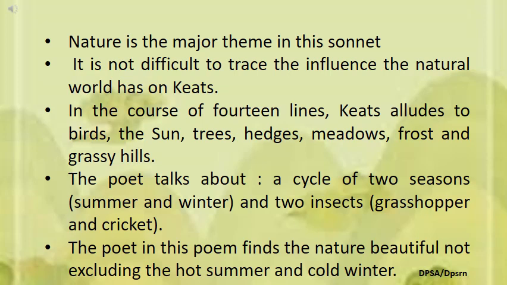Not only this, children, in the course of 14 lines of the sonnet, Keats alludes to birds, the sun, trees, hedges, meadows, frost, and grassy hills. You know that all of these are a part of nature, right? You'll be reading about all this when I'll be explaining you the poem line wise. The poet in this poem has talked about the cycle of two seasons, summer and winter, and two insects, the grasshopper and the cricket.